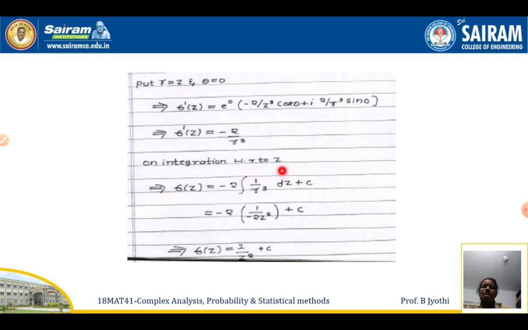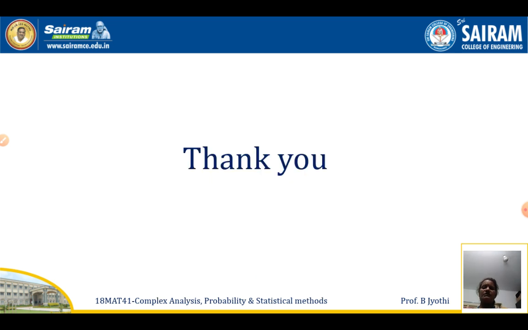On integration with respect to z, f(z) is −2 times the integral of (1/z³) dz. That is −2 into 1/(−2z²) plus c, or f(z) is −1/z² plus the constant.